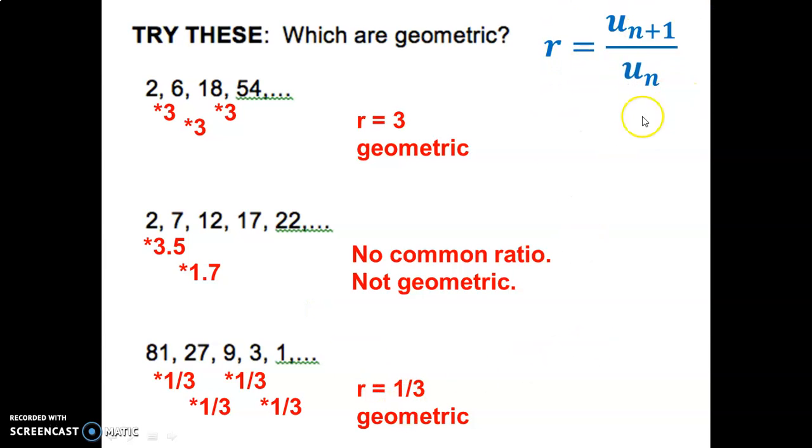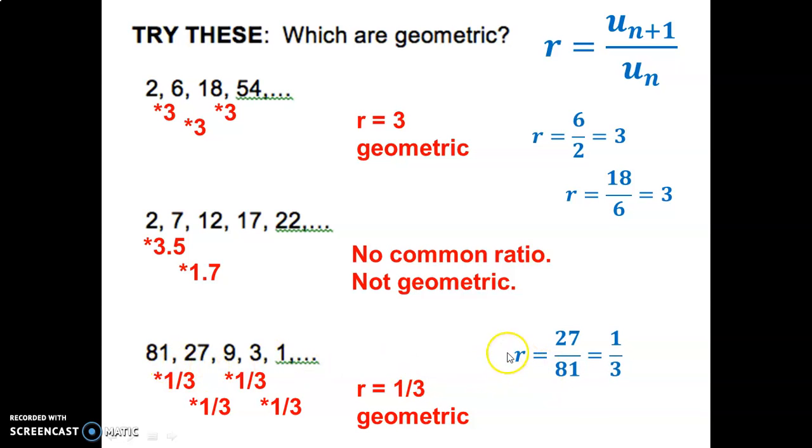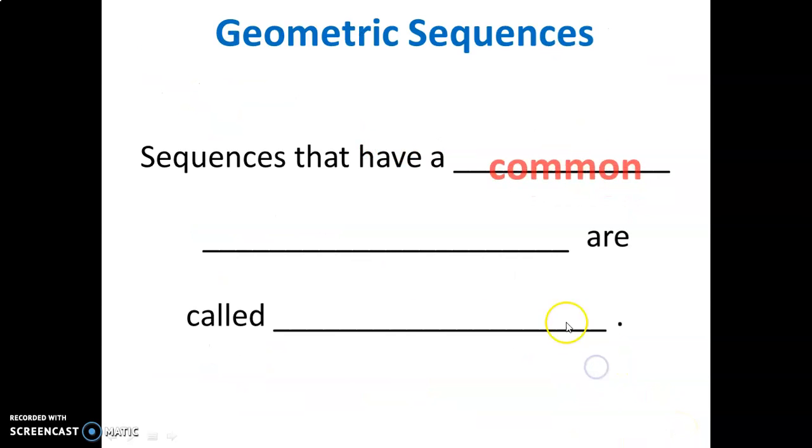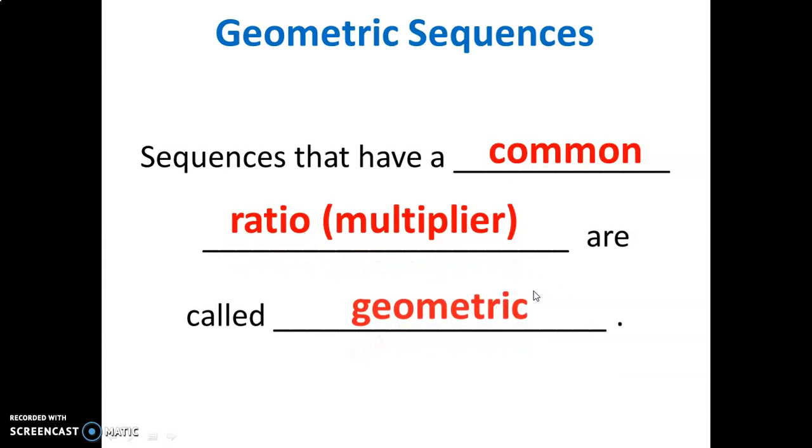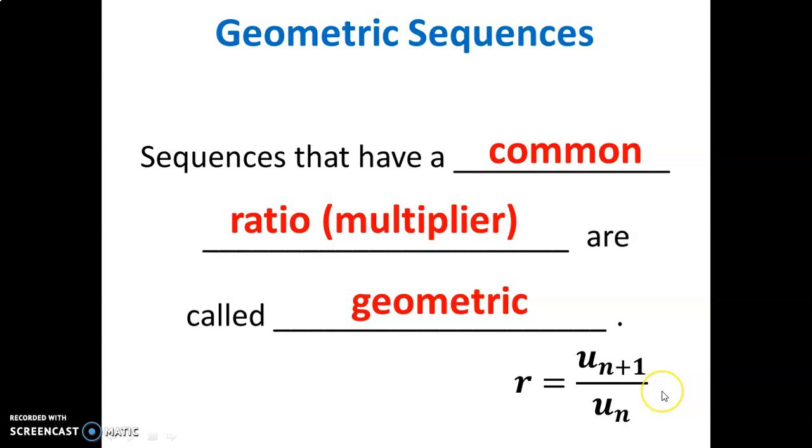Don't forget, to find the common ratio, we can always do the next term divided by the previous. This notation here means the next term divided by the previous one, right? So, for example, here we could have done 6 divided by 2 to get a common ratio of 3. Makes sense. Or we could have done 18 divided by 6 to get the same common ratio, so it works. How about the last one? To get the common ratio, we could have done 27 divided by 81, which reduces to 1/3, or 9 divided by 27, which also reduces to 1/3. Great. So sequences that have a common ratio or multiplier are called geometric. And we have this formula for finding the common ratio.